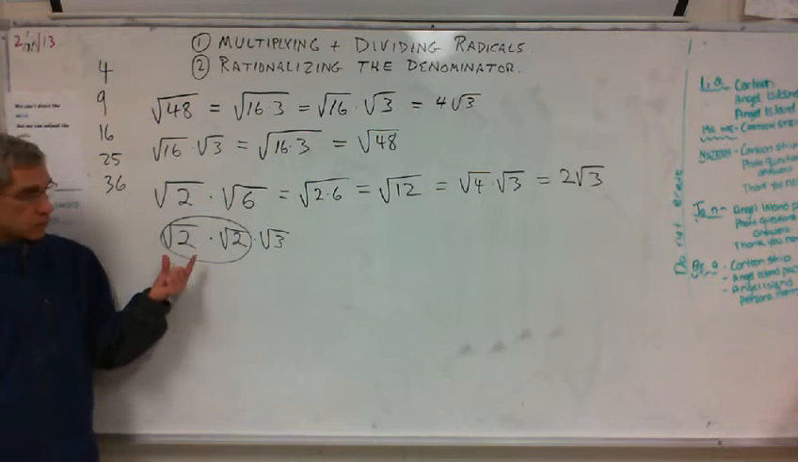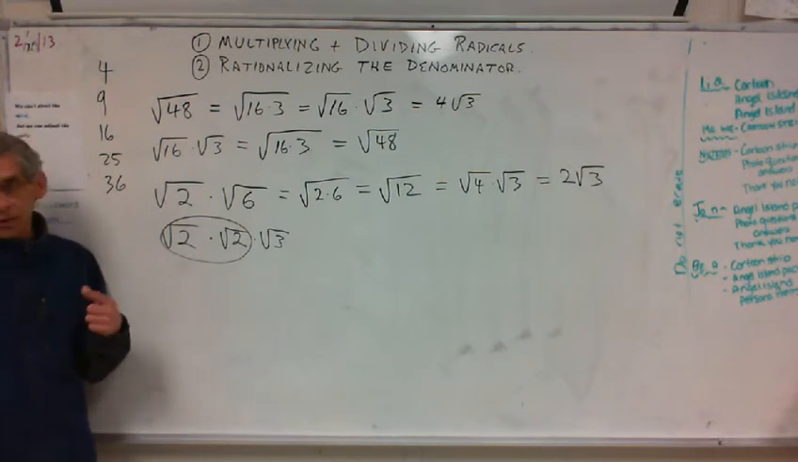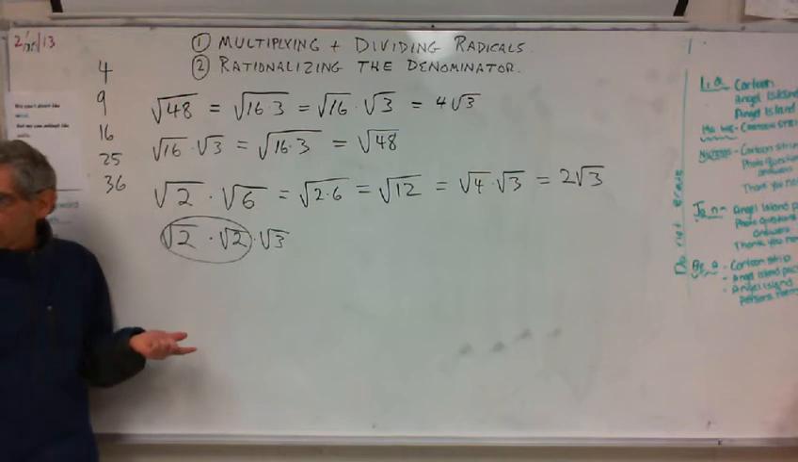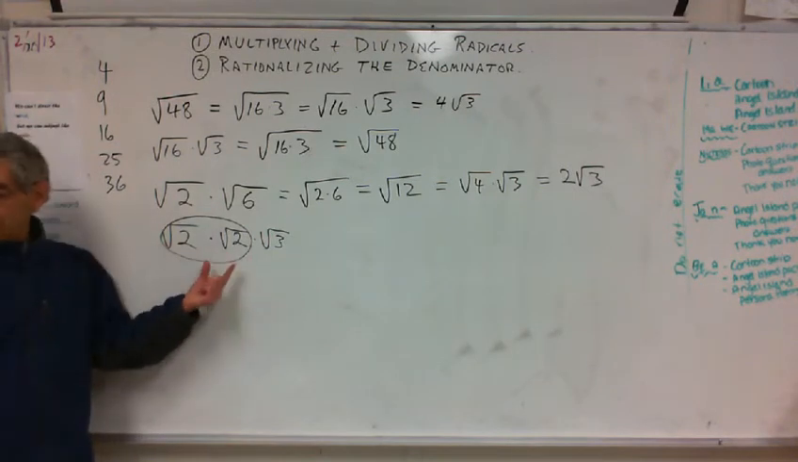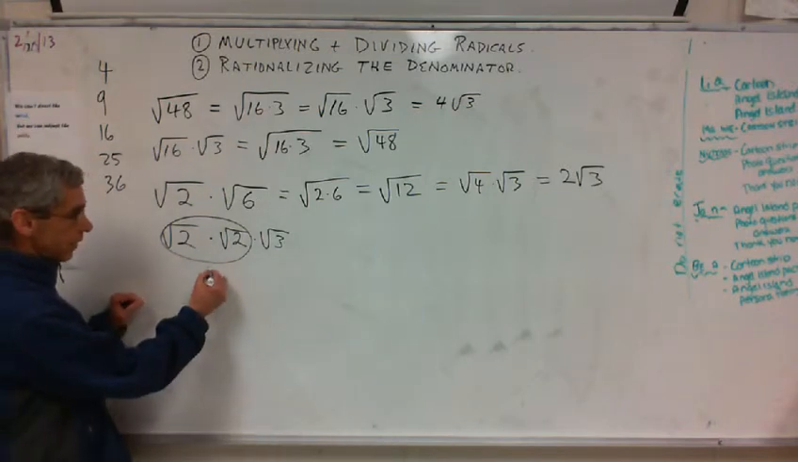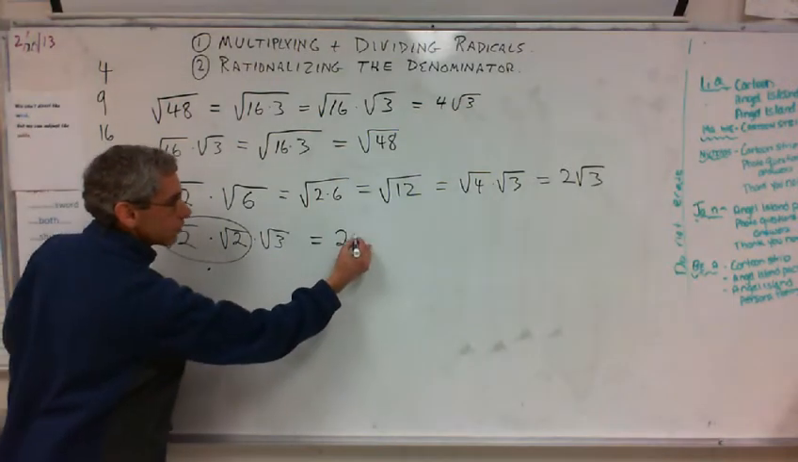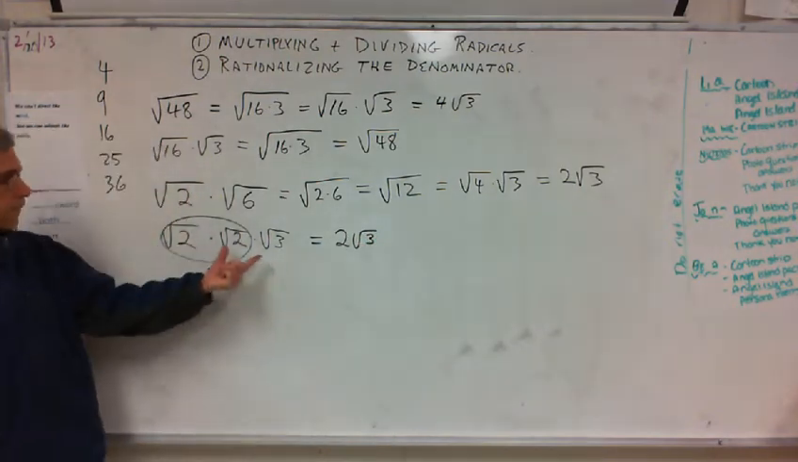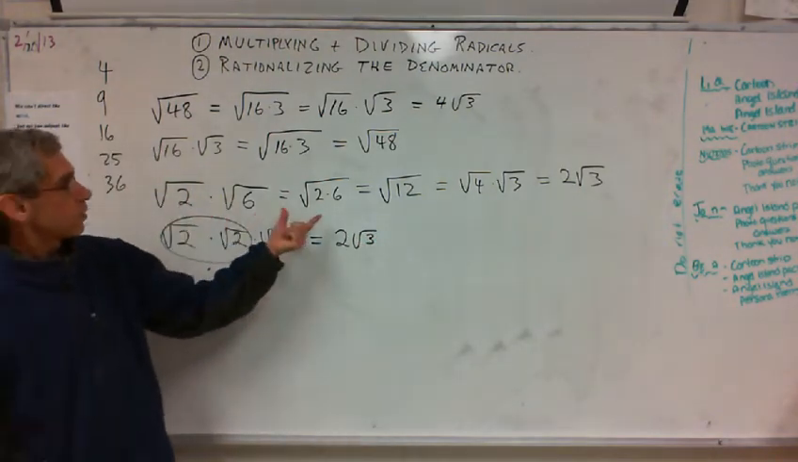So the square root of 2 times the square root of 2 is 2. It's not the square root of 2. It's the square root of 4, right? But what's the square root of 4? 2. So the square root of 2 times the square root of 2 is 2, right? So that equals 2 times the square root of 3.